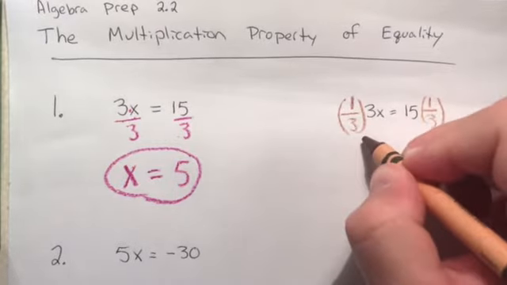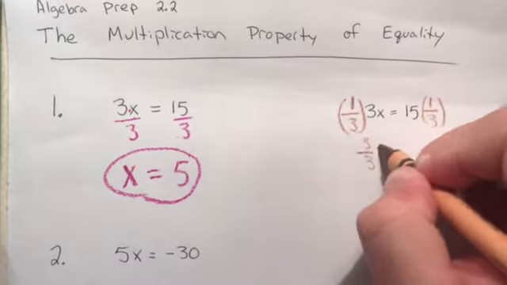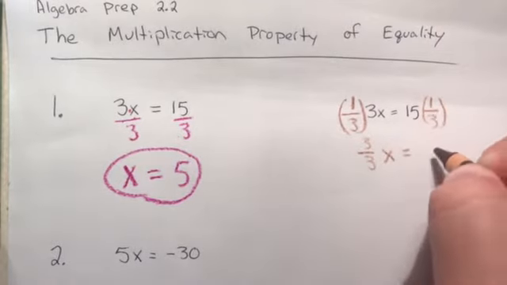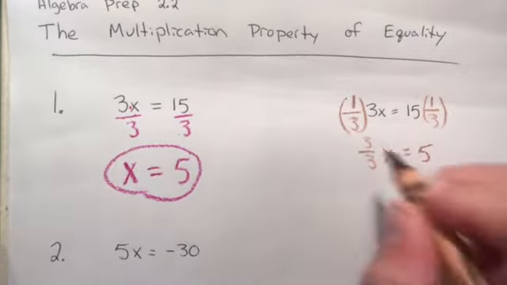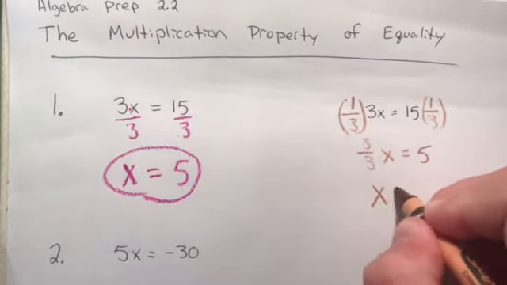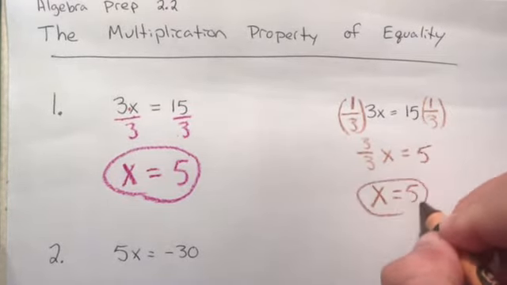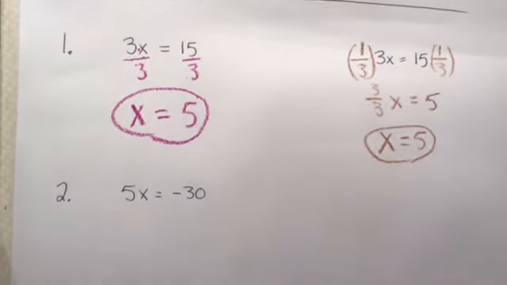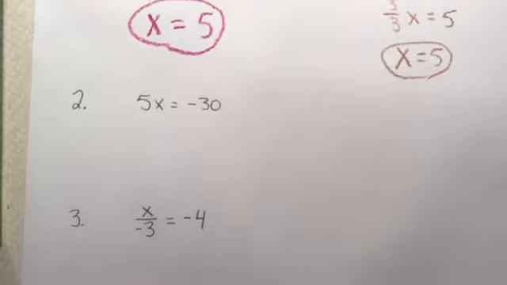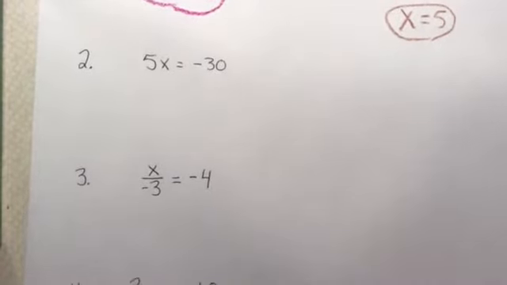And 3 times a third is just 3 over 3x. 15 times a third, or a third of 15, is 5. And 3 divided by 3, of course, is 1. We get 1x is equal to 5. So two different ways of looking at division there, multiplying by the reciprocal. So you could choose how you'd like to show your work on these.